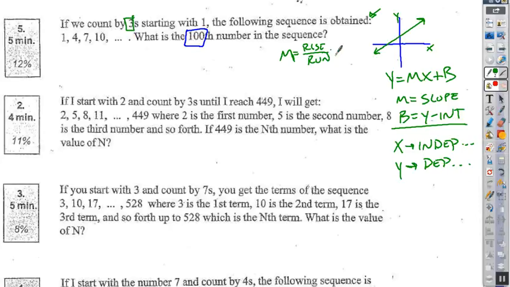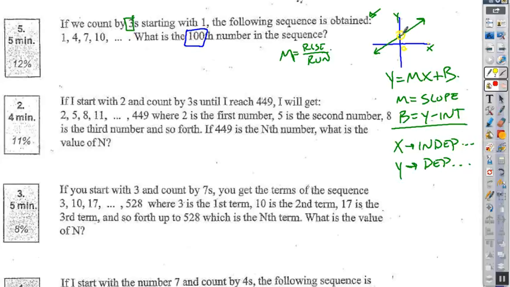So the y-intercept is the point at which the line crosses the y-axis. Simple enough. But what is the x value at the y-axis? Well, the x value right here is at 0. So that means if I were to look at a table of values, when x is 0, whatever y is going to be my y-intercept.